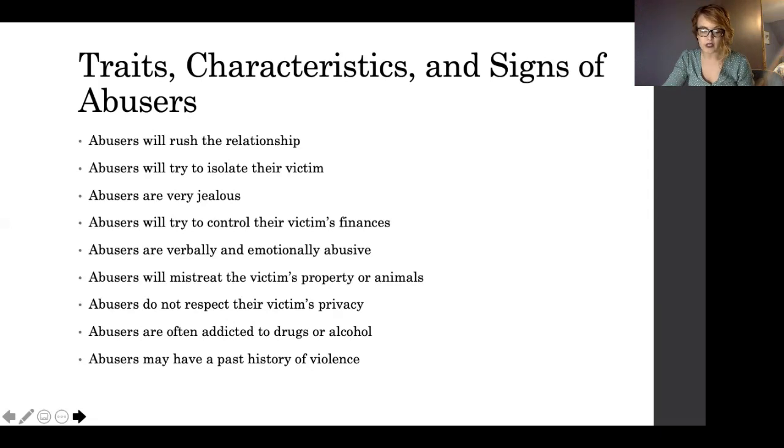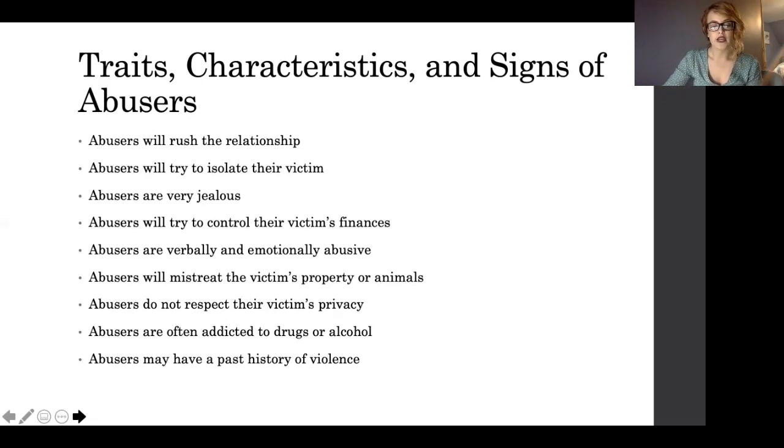The fourth sign is abusers will try to control the victim's finances. So the abuser will limit the victim's options, including their financial ability to leave. They may try to encourage their victim to not work at all or cause issues at their workplace. Some abusers may demand that their victim give them their paycheck.